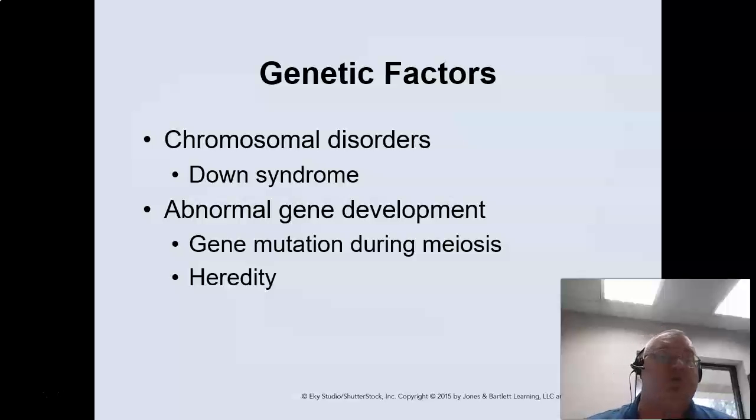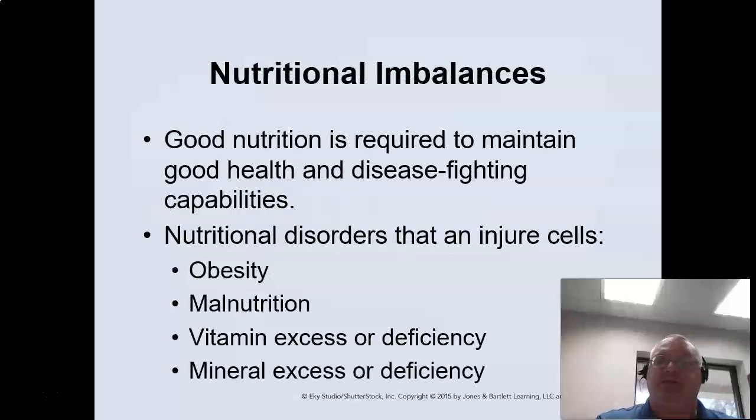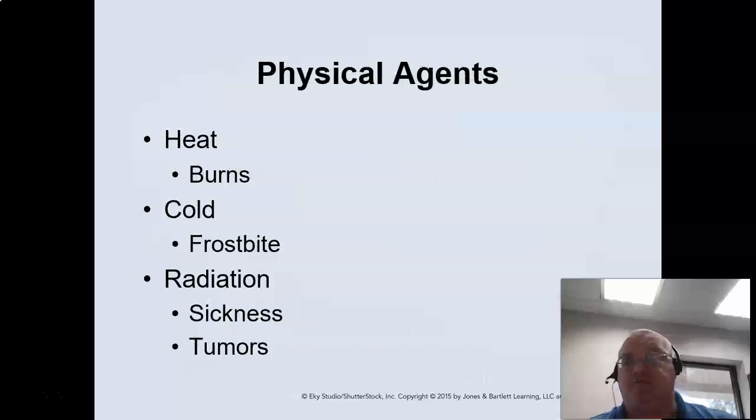You can have chromosomal disorders, by the way. Down syndrome is when they have an extra chromosome involved. They can also have abnormal gene development. That usually happens during meiosis, and it's a hereditary problem. Nutritional imbalances can also, it's very good for helping to fight disease, but if you have some of these other things, obesity, malnutrition, vitamin excesses or deficiencies, or mineral excess or deficiency, it can cause problems. So yeah, downing the bottle of Flintstones vitamins is not necessarily a good thing. Get too much, it can cause problems.